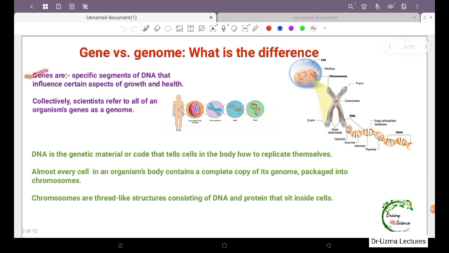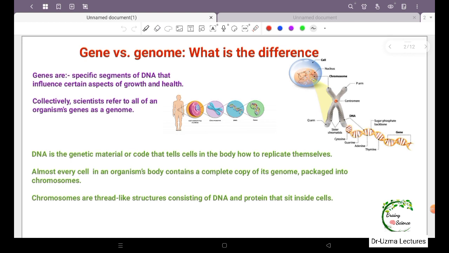So what are the gene? Genes are the specific segments of the DNA that influence certain aspects of growth and health. How are growth and health related to the gene? Look, every gene is responsible for making a specific protein and that protein helps in making certain enzymes or regulatory proteins. Okay, for example, let's say the protein it makes is insulin. Insulin helps to decrease the glucose concentration in our body.